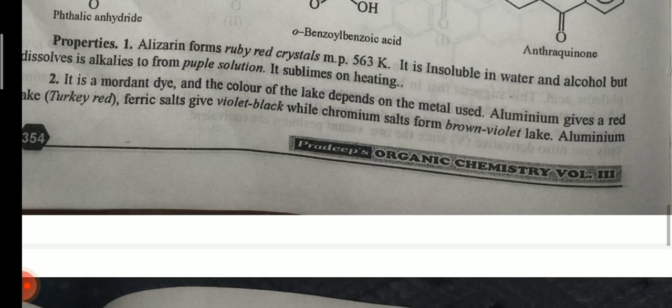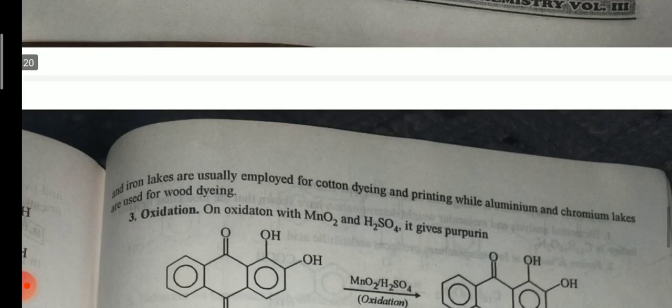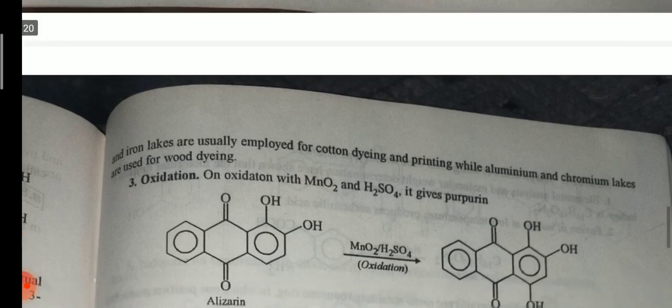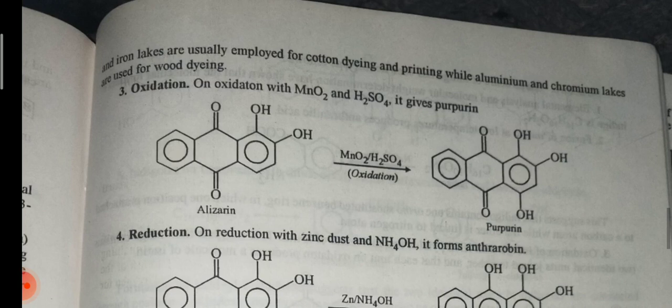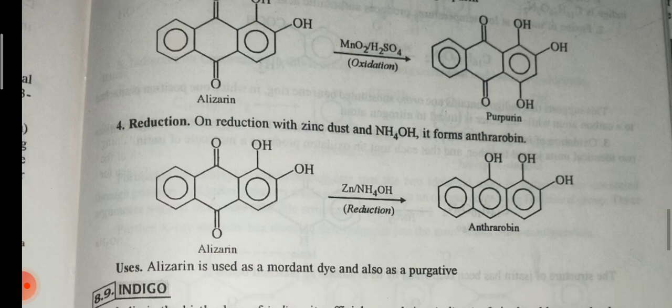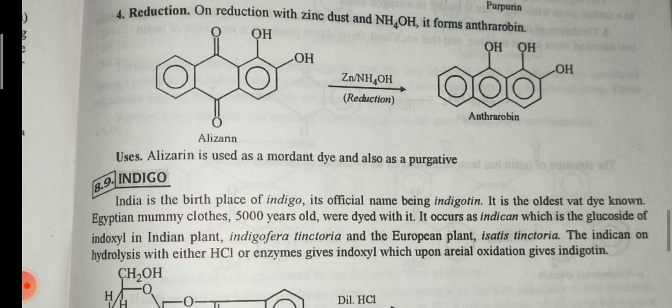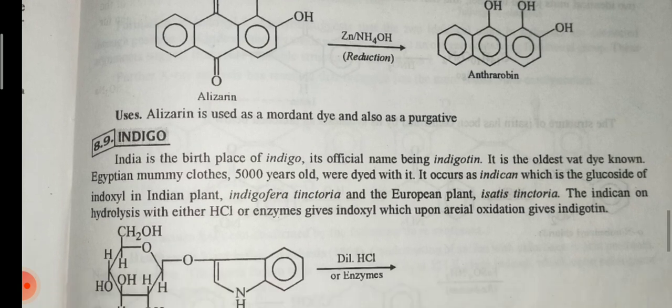Aluminium gives a red color, lead lake turkey red, ferric salts give violet black, while chromium salts form brown violet lake. Aluminium and iron lakes are usually employed for cotton dyeing and printing, while aluminium and chromium lakes are used for wood dyeing. Oxidation. On oxidation with MnO2 and H2SO4, it gives purpurine. Reduction. On reduction with zinc dust, it gives anthrarobin. Uses. Alizarin is used as a mordant dye and also as a purgative.